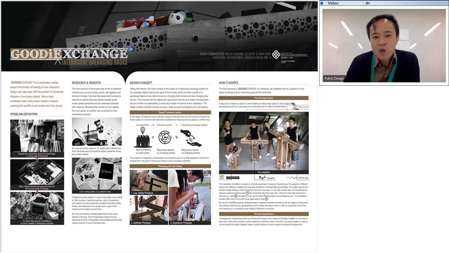Another student considers something for sustainability. Like every one of us, I believe, has many different things, different possessions in our lives. Some of them might be too good to be thrown away, but probably they are clutter. What should we do? How about exchanging with each other? So she proposed interactive installations with some playful elements that attract people to play and exchange their everyday things.